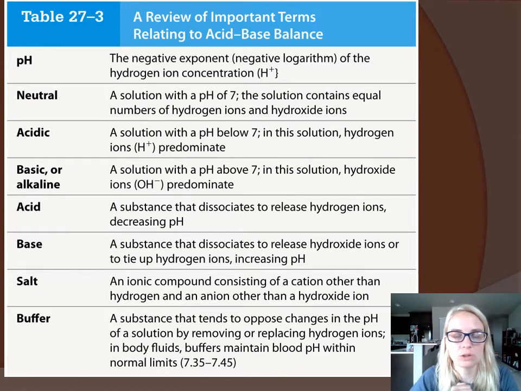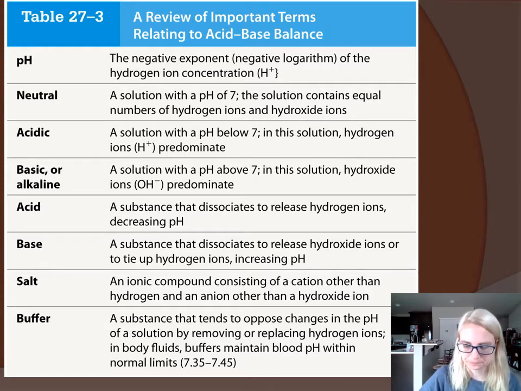We'll be doing a little talk on buffers here in another mini lesson. So buffers help to maintain your normal pH. And for our blood, our normal pH is between 7.35 and 7.45. All right, so again, if you are unsure about your confidence level with any of these terms, your ability to go between pH and acid and base and hydrogen ions and hydroxide ions, if that's still a struggle for you, get some help. Let me help you clarify.